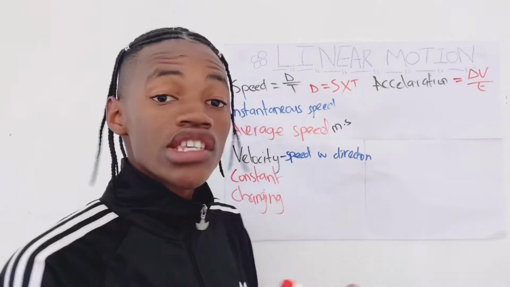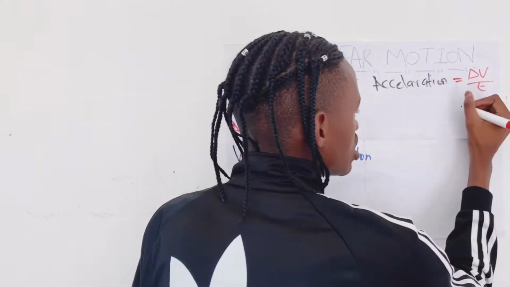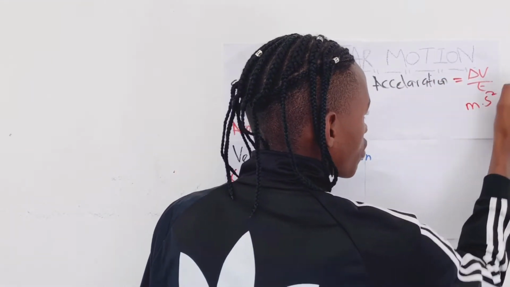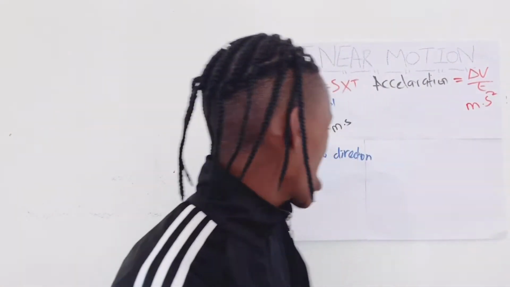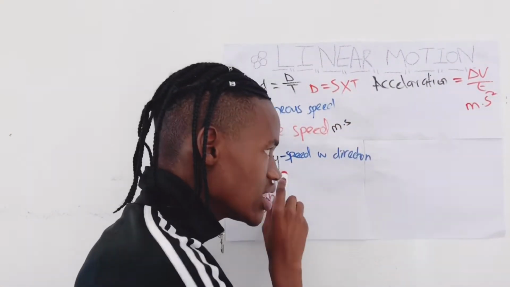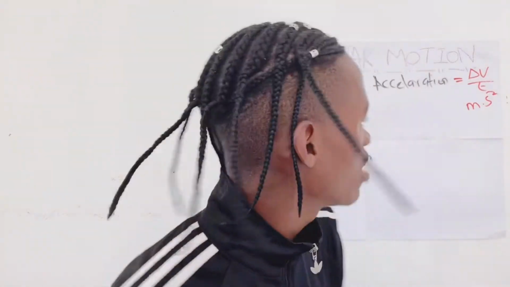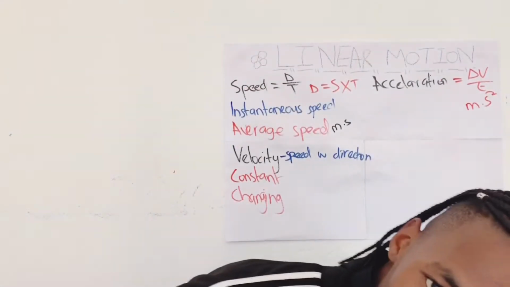And the unit of acceleration is meters per second squared, because the first S comes from the S from velocity. Then the second S comes from the time which you are dividing by.